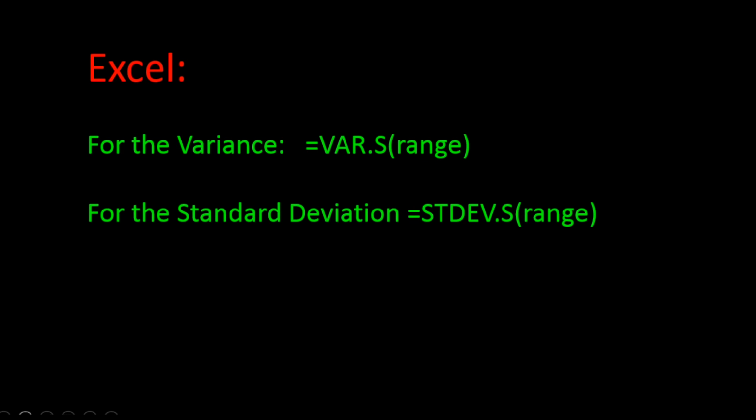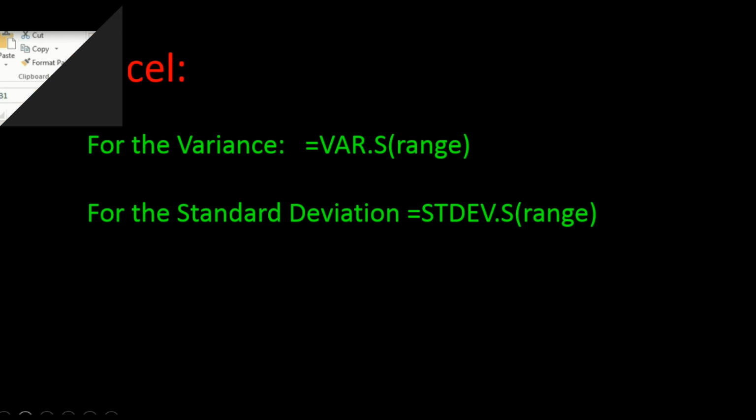Now let's see how we would use Excel to compute the sample variance and the sample standard deviation. Here are the functions we would use. For the variance, we would type equal for function and then VAR.S and then the range. And for the standard deviation, it's equal STDEV.S and the range. Let's see how this is done in Excel.